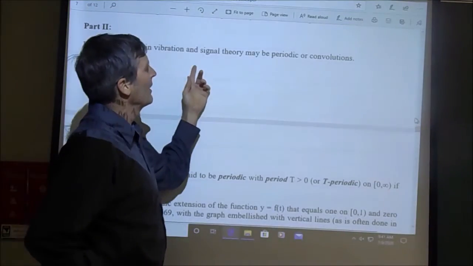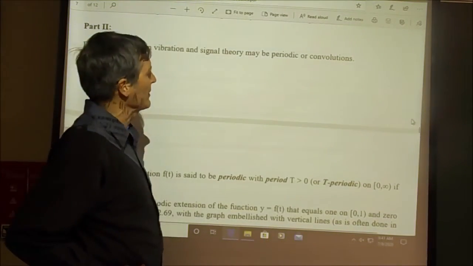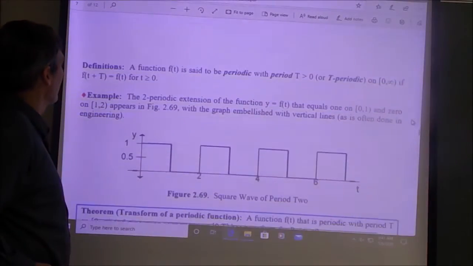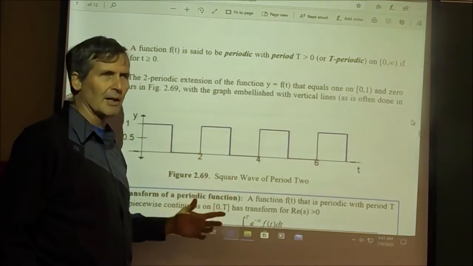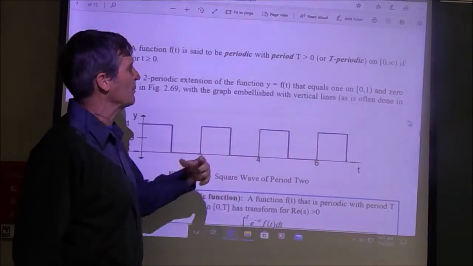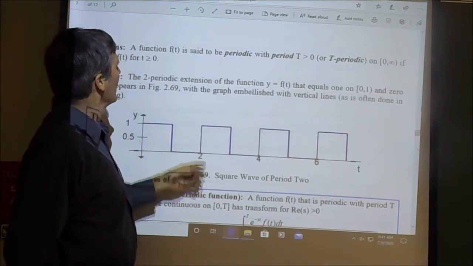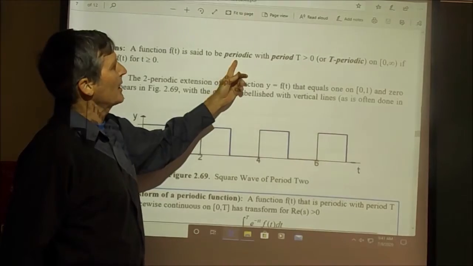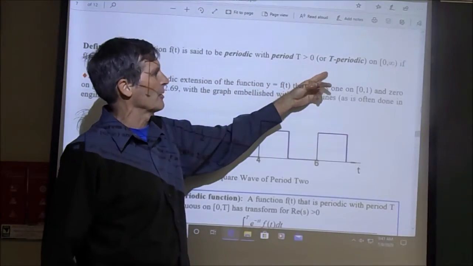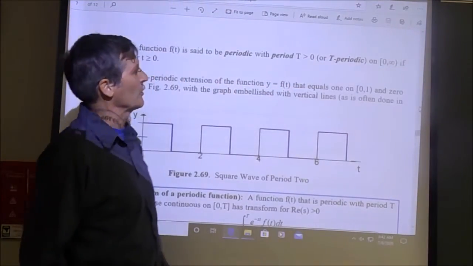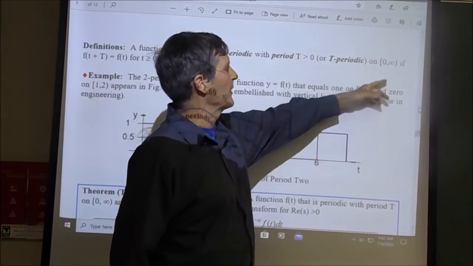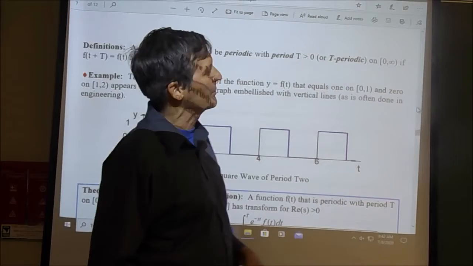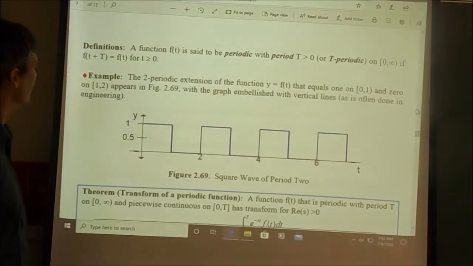You might have a signal that's periodic, for instance. Let's take a look at some of those. What is a periodic function? You saw that in trigonometry, right? Trigonometry functions are periodic. That just means it repeats over and over, right? A function f of t is said to be periodic with period T, some positive number, or T periodic is another way to say it, on an interval. Generally you mean minus infinity to infinity, but since we're doing a Laplace transform on 0 to infinity, we'll just say it's T periodic on 0 to infinity.